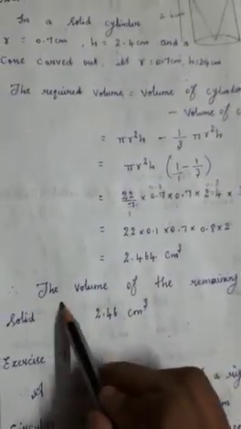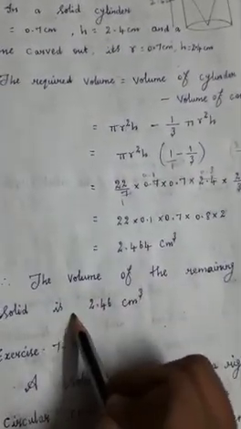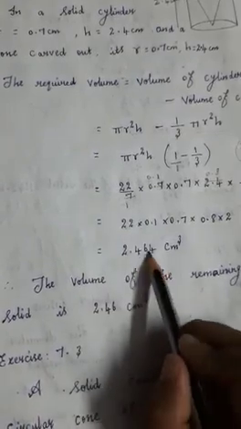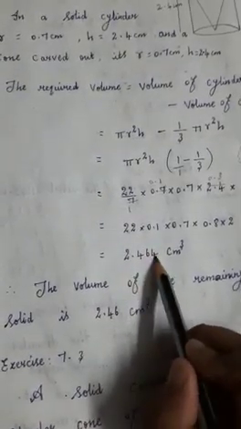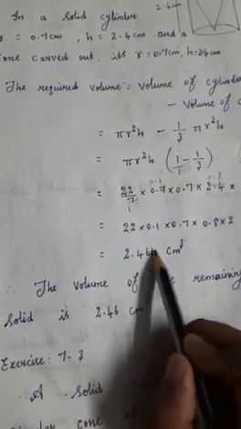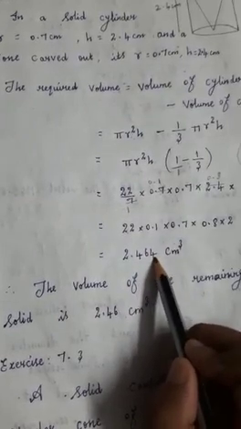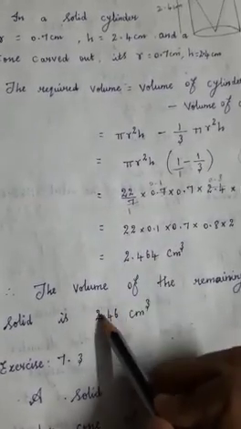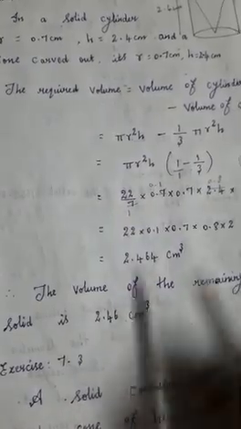Therefore the volume of the remaining solid is 2.464. Now round off this number. If the digit is 5 or more, you add one to the previous number, but here we don't have more than 5; it is 4 only, below 5. So you write 2.46 centimeter cube. That is the answer.